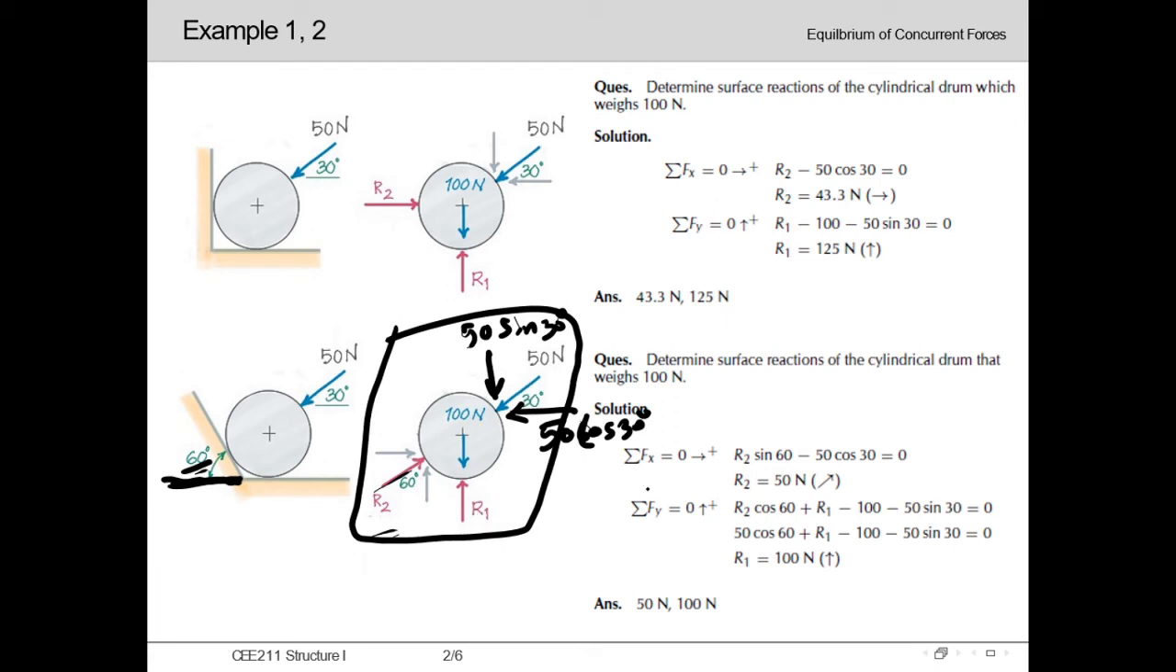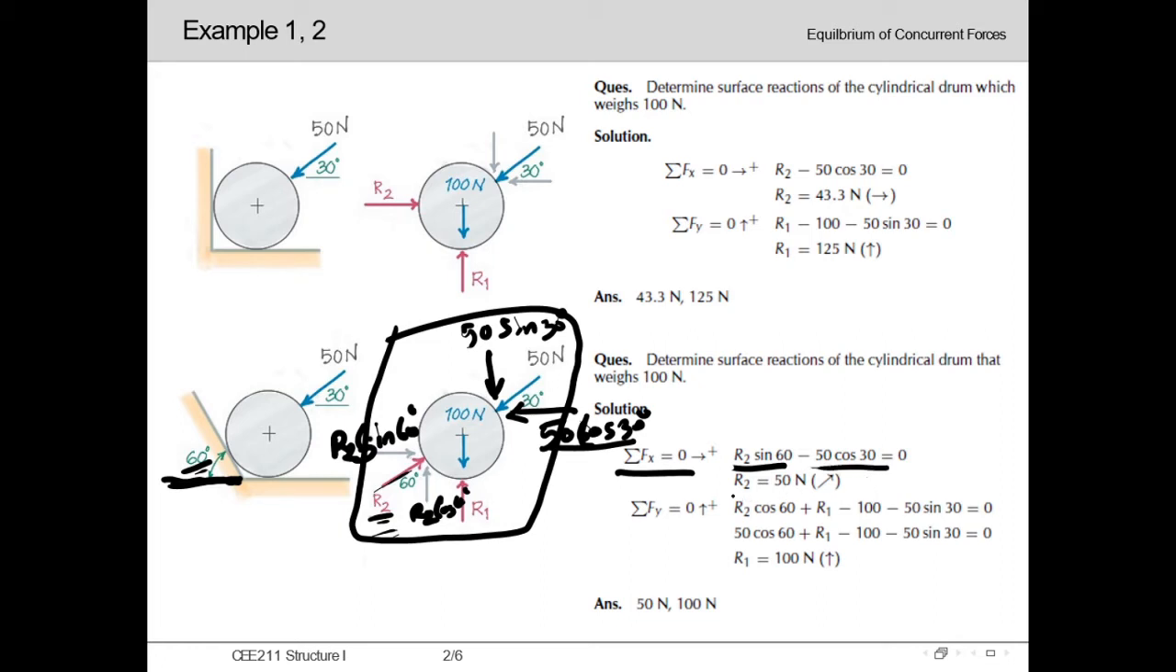Now applying summation of Fx equal to 0, we can see that R2 sin 60, the first x directional force, which is R2, as this is 60 degrees, now this force component will be R2 sin 60 degrees, and this one will be R2 cos 60 degrees. Now plugging this R2 sin 60 degrees over here, as it is acting rightward, it will be positive R2 sin 60 degrees, and 50 cos 30 is acting leftward, so it will be negative 50 cos 30.